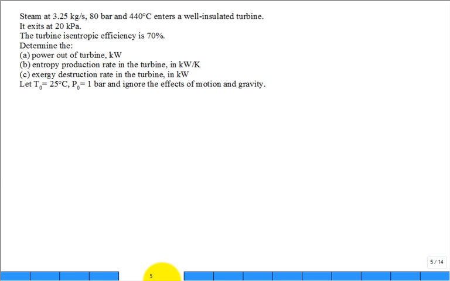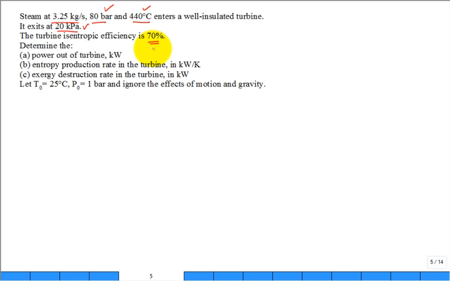We solved this problem last time, but I changed up some numbers. So I changed up that it's 3.25 kilograms per second. Why? Just to trip you up. And then the steam comes in at 80 bar, 440 C, and it goes out at 20 kilopascals. So the temperature and the pressure didn't change, but the isentropic turbine efficiency I changed to 70%. Do you remember this problem? Yeah, we were working it last time.